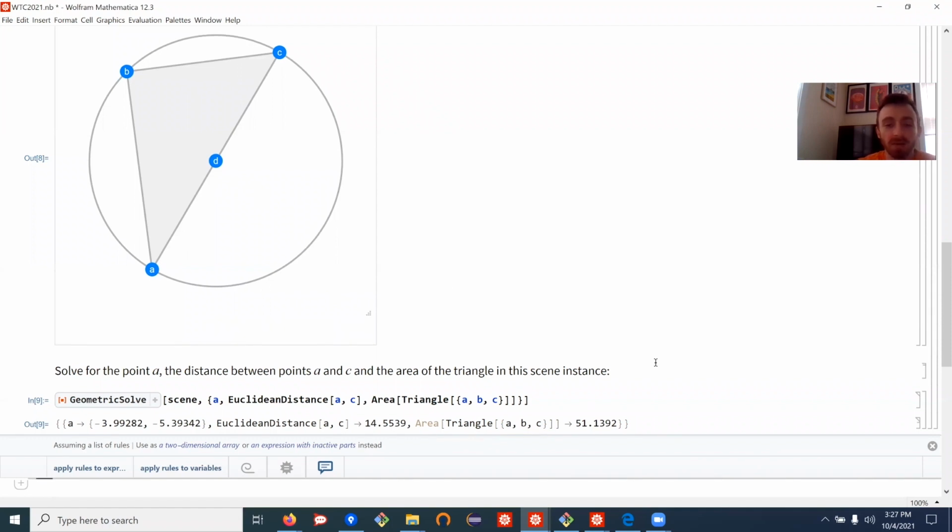Right, so that function is, again, currently in the Wolfram Function Repository. And now I will hand things over to my colleagues.